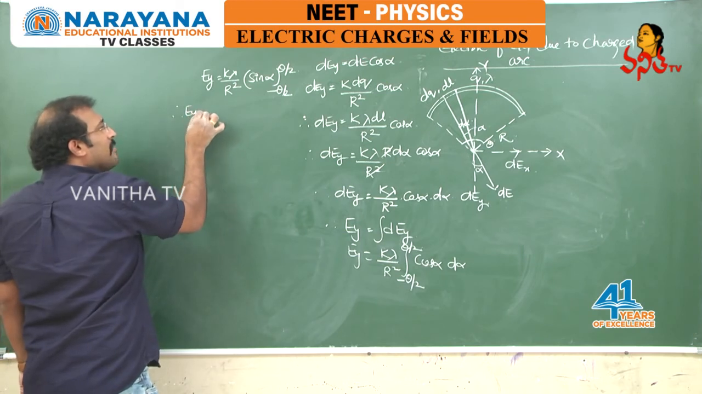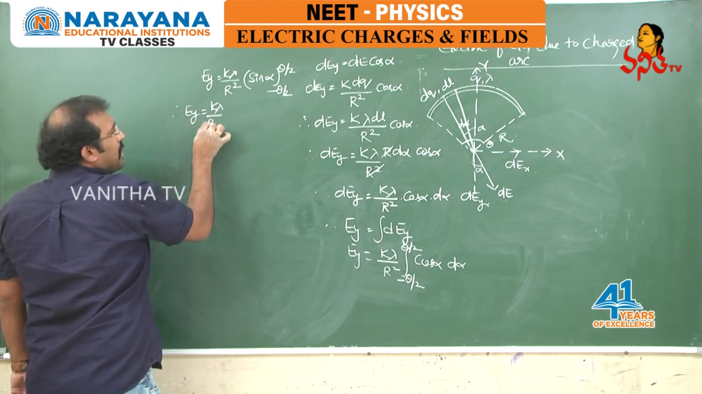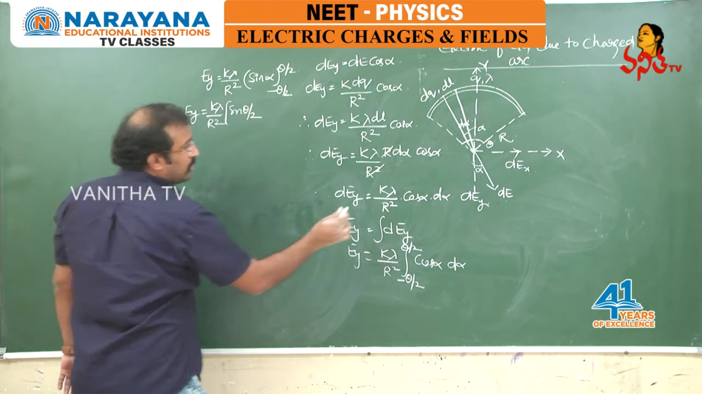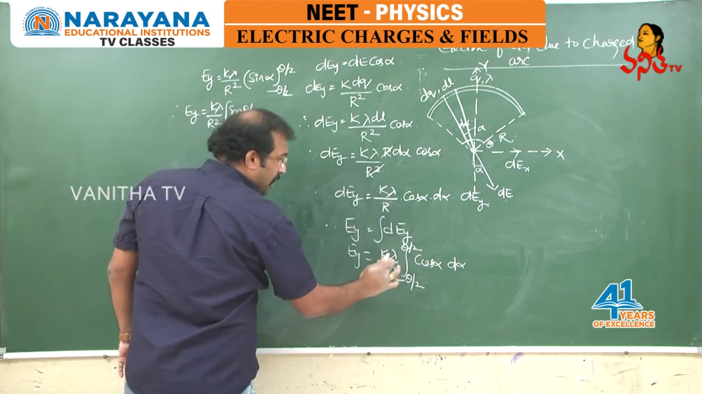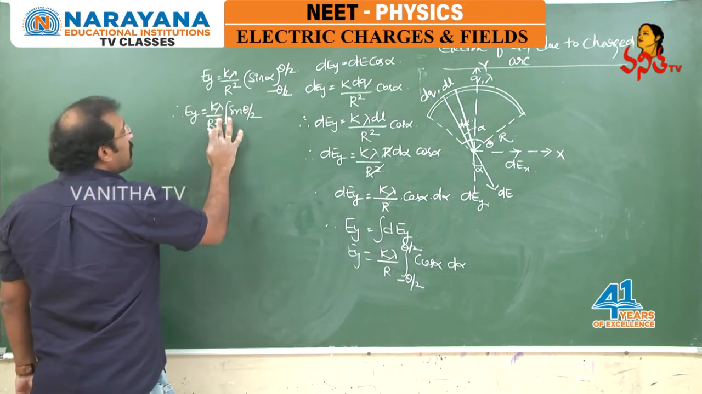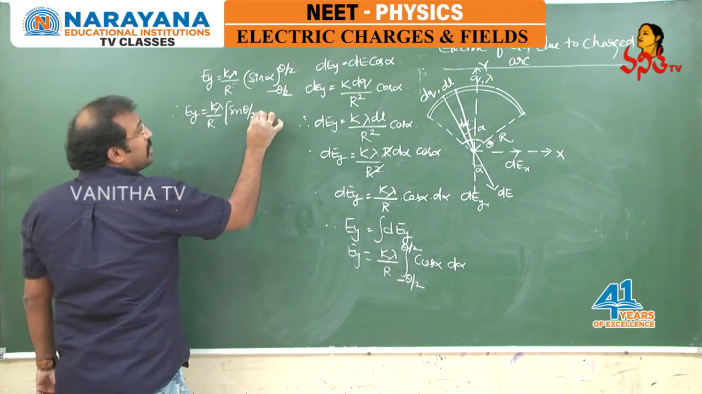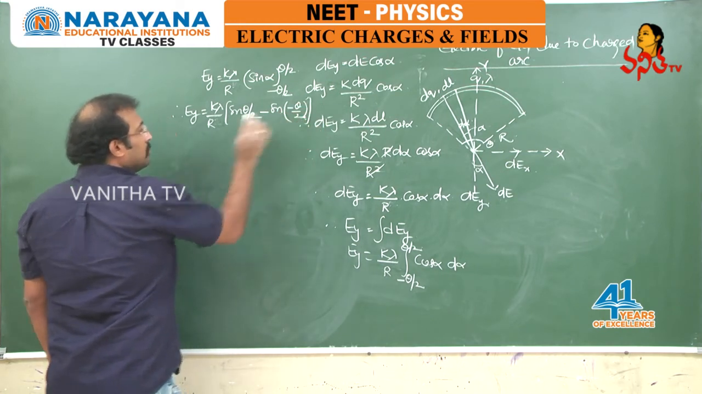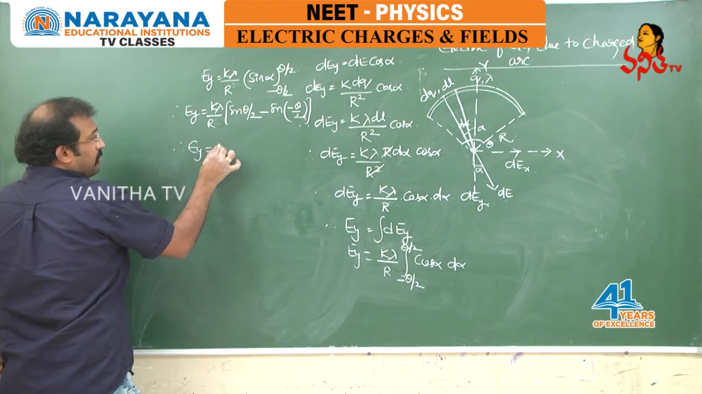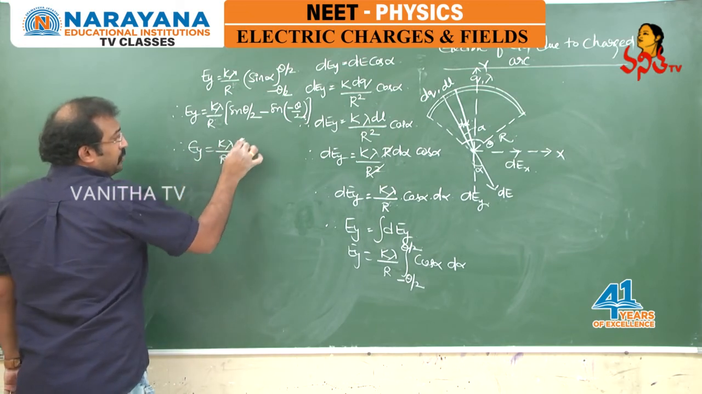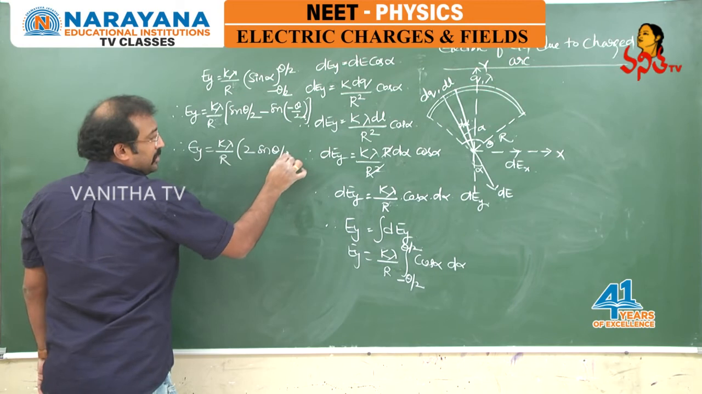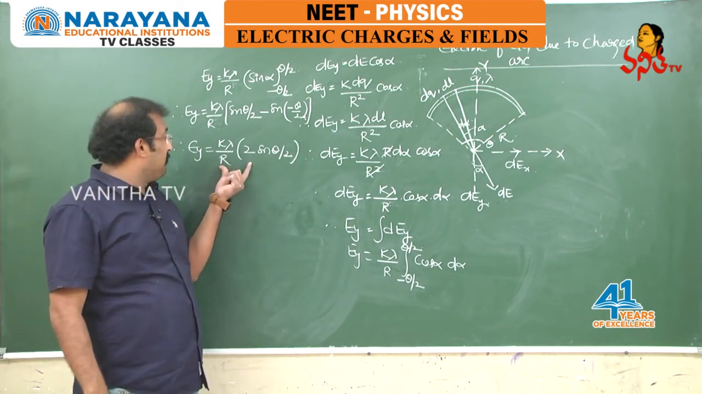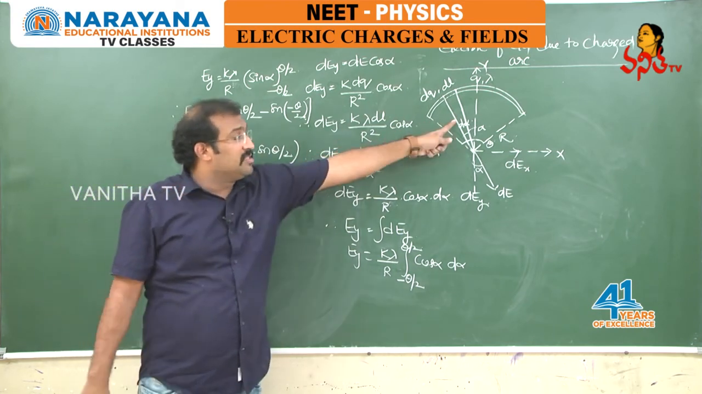Therefore, Ey is equal to kλ by r square. Upper limit is, sorry, here we have already cancelled one r. kλ by r into sin θ by 2 minus sin of minus θ by 2. So therefore, Ey is equal to kλ by r into 2 sin θ by 2. This is the value of electric field due to the charged arc.